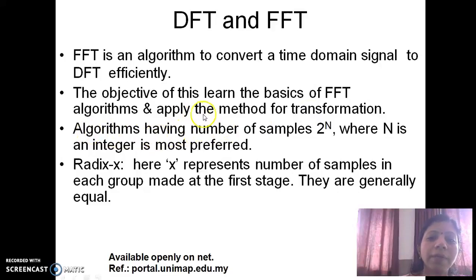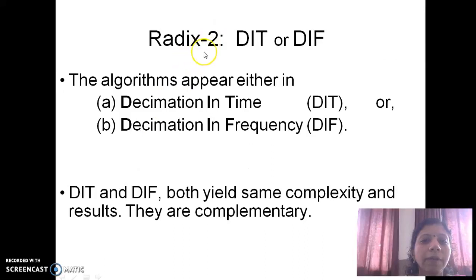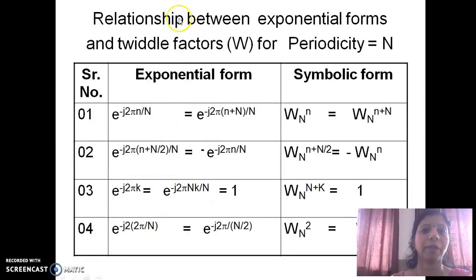These algorithms prefer the number of samples to be 2^n, where n is an integer. Radix x, here x represents the number of samples in each group made at the first stage. They are generally equal. There are two types of Radix 2 FFT algorithms. First is the decimation in time, DIT, and second is the decimation in frequency, DIF. DIT and DIF both have the same complexity and results. They are complementary to each other.